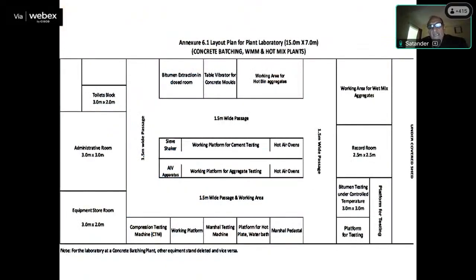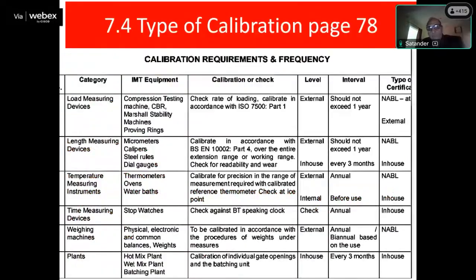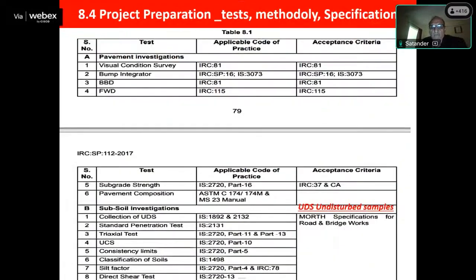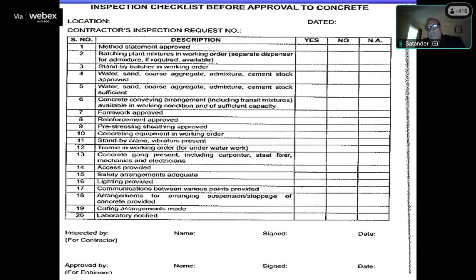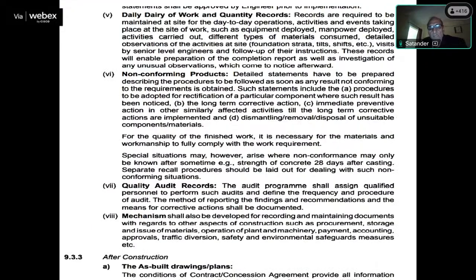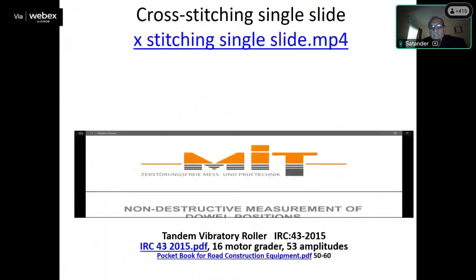Now for the lab, in IRC SP 112, how to make your lab layout, what the size of the lab is, where to put which equipment, all these things are given there. Calibration is also given in this IRC code, like plant calibration: externally calibrated items every 1 year, everything calibrated in-house every 3 months. So please refer to Table 7.4 for this. Tables are also given on how to make a testing laboratory, and frequency is also given.